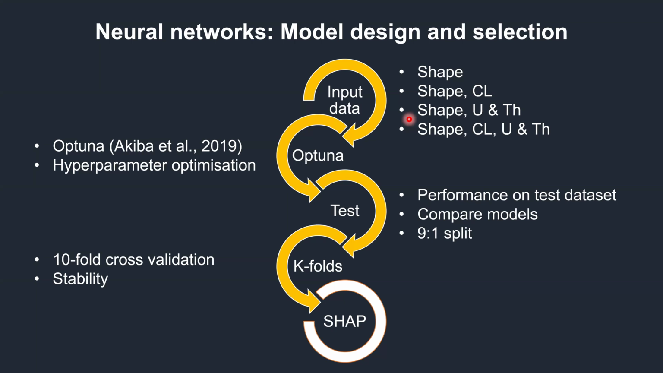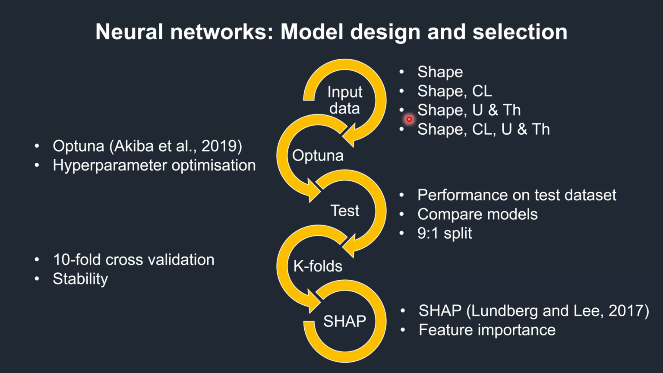Now, you've often probably heard that people speak about neural networks as black boxes, but there are tools available to quantify the feature importance, in other words, the importance of the various input parameters. In our particular case, we used SHAP.